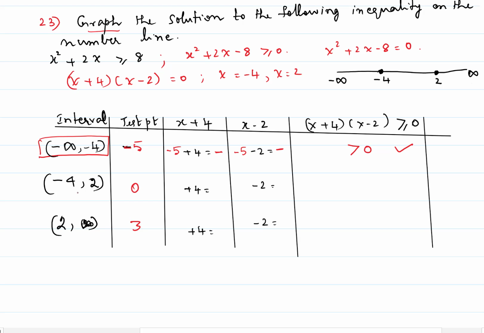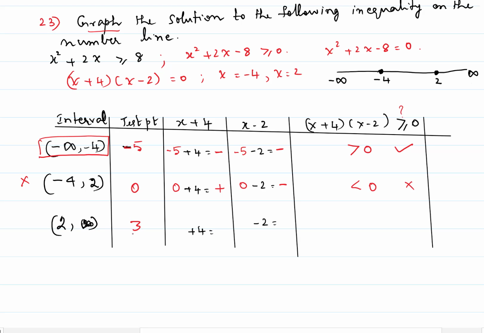Then we'll take a test point 0 in the interval negative 4 to 2. So we'll plug 0 into x plus 4. That gives a positive sign. We'll plug 0 into x minus 2. That gives us a negative sign. And then we multiply the sign of x plus 4 and the sign of x minus 2, which is positive times negative. That is negative. As it doesn't satisfy the inequality x plus 4 times x minus 2 greater than or equal to 0, this is not part of the solution set. So the interval negative 4 to 2 is not part of the solution set.